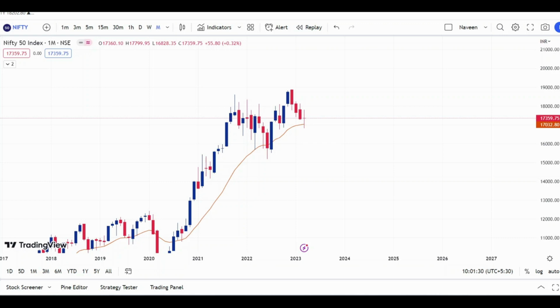In this video, we will do a complete analysis of both the indices, Nifty and BankNifty. We will try to find out the important levels for the coming week as well as for the next trading session, that is, for Monday's trading session.